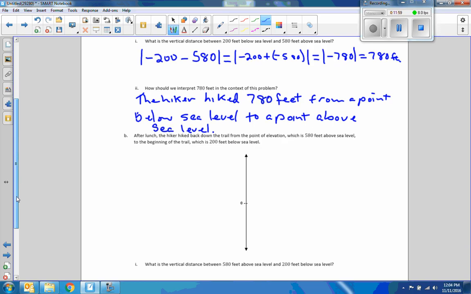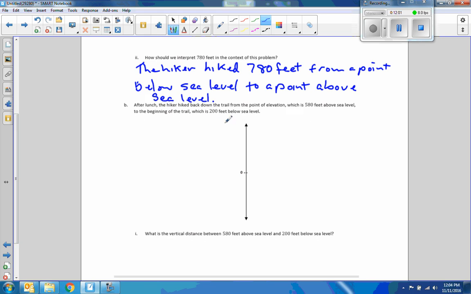So now we're moving on to part B of this example, and it says after lunch, the hiker hiked back down the trail from the point of elevation, which is 580 feet above sea level, to the beginning of the trail, which is 200 feet below sea level. So here's a vertical number line. So if I just mark up here the height he had gotten, which is 580 feet above sea level, and he ended up at negative 200 feet. Well, before lunch, he climbed up, okay? He ate lunch, stayed there a while, and then came back down. Okay?